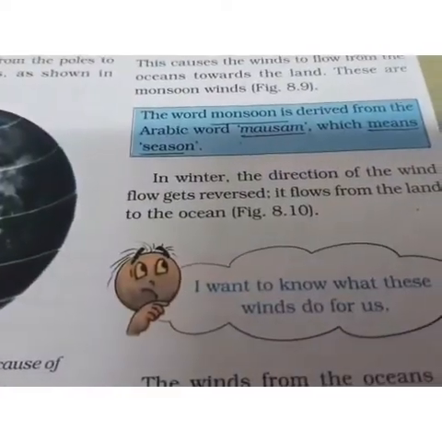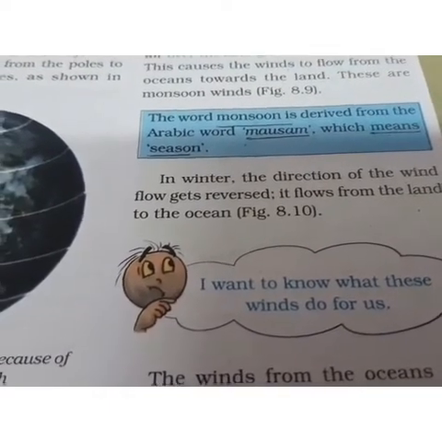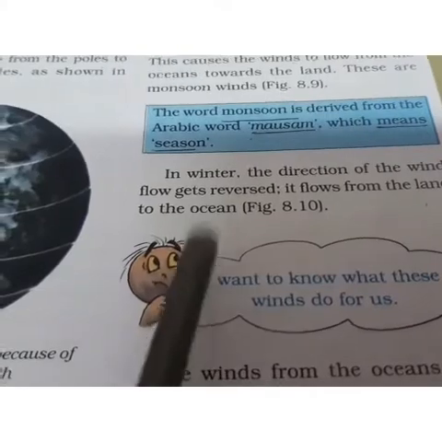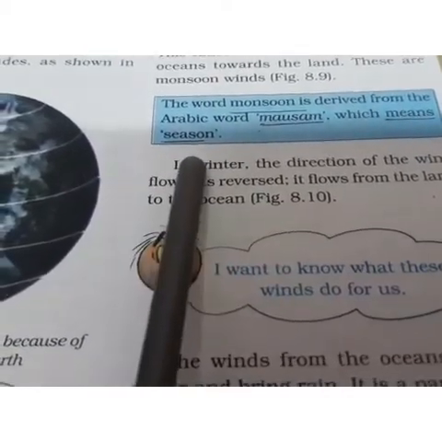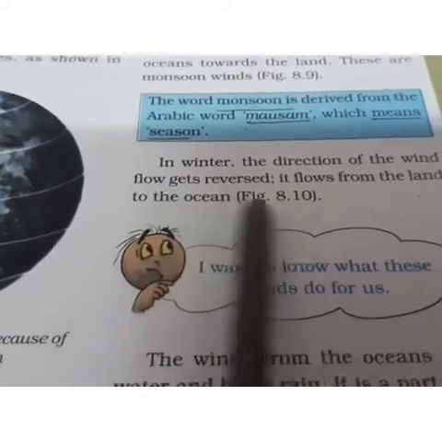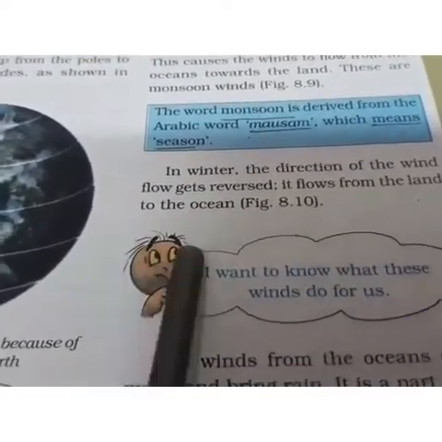The word monsoon is derived from the Arabic word mausam, which means season. Now, how is this word monsoon derived? It is derived from the Arabic word mausam, और उसको हम मौसम का meaning क्या होता है? Season. In winter, the direction of the wind flow gets reversed. It flows from the land to the ocean.